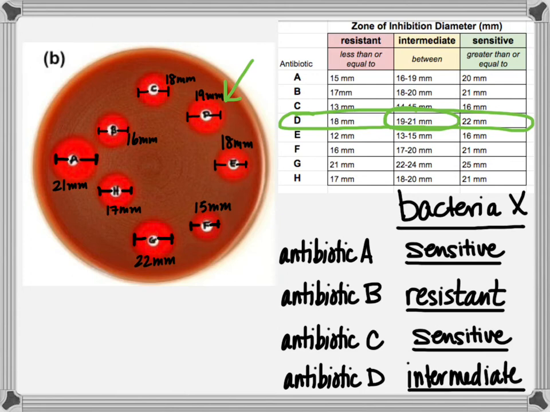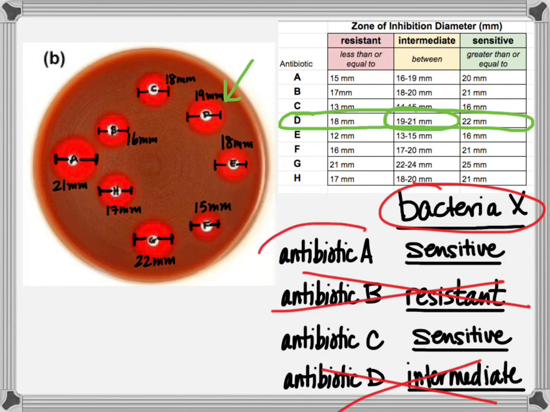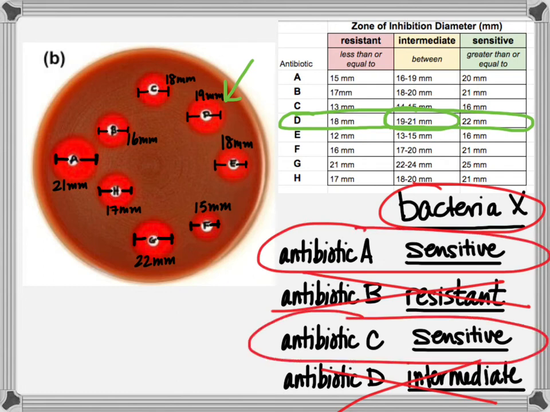The big takeaway here is that if you have an infection caused by bacteria X, you don't want your doctor to prescribe you antibiotic B. You probably don't really want to use antibiotic D unless you have to. If you've got an infection caused by this bacteria, if it's possible, you would want to use antibiotics A or C because they're going to do a better job treating the infection.